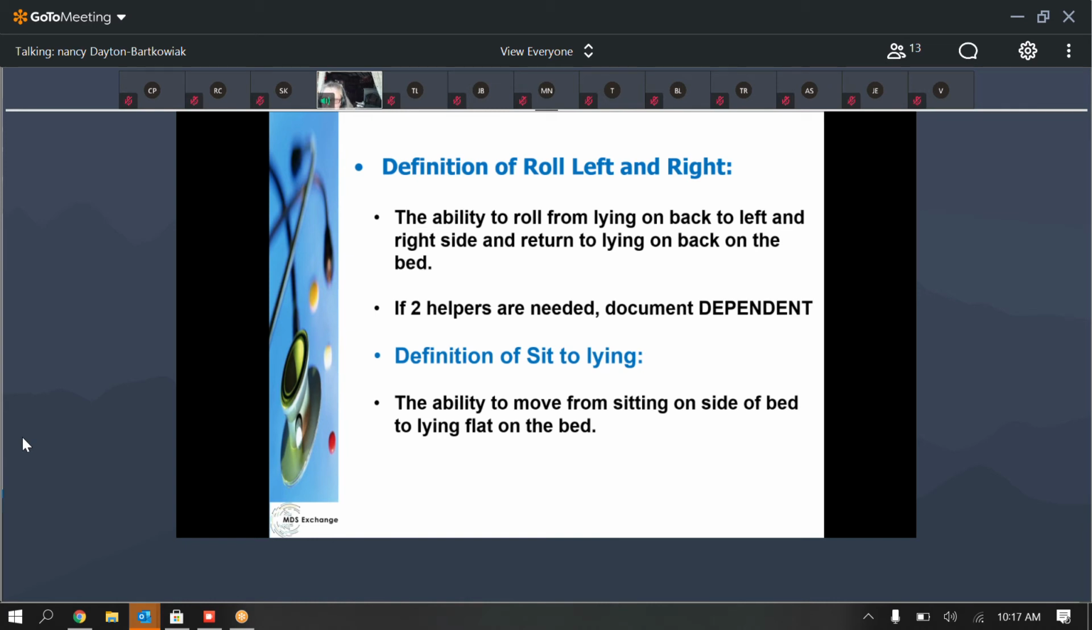And then the definition of sitting to lying is the ability to move from sitting on the side of bed to lying flat on the bed. And I think it's important to note here that this is speaking of on the bed. It does not include any alternative sleep furniture such as a recliner or a couch. This is referring to the bed only.